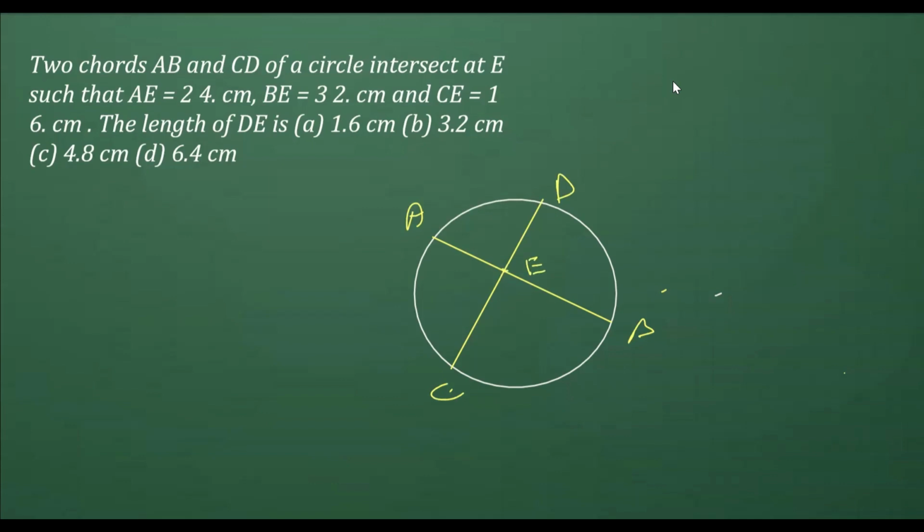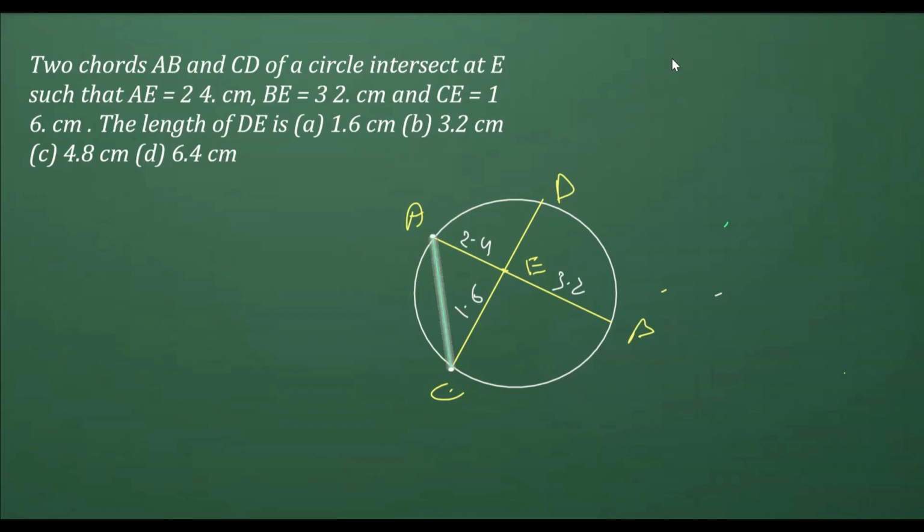Now we are given the length of AE as 2, and it's not up to the scale, right? This is 2.4. BE is 3.2. CE is 1.6. And we have to get the length of this DE. This is what we have to determine. Now we are going to use the property over here, that is the alternate segment, and for that I am going to join these.